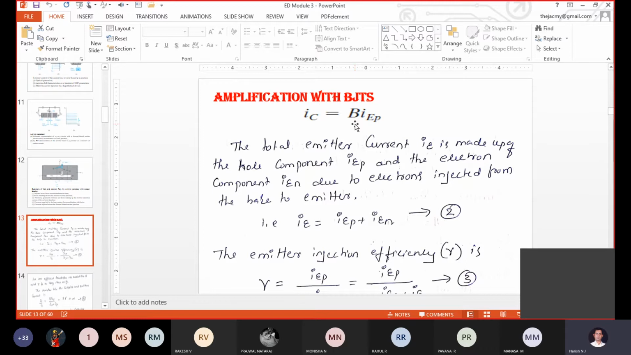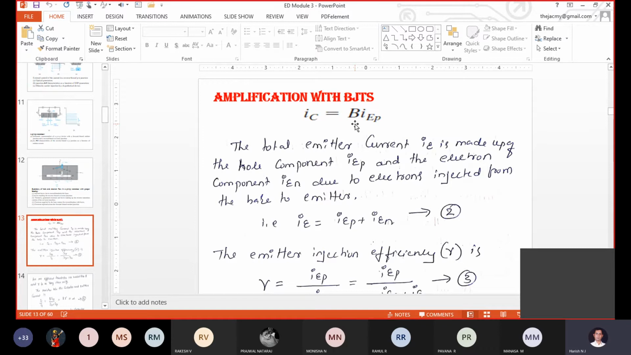So if you want to calculate the efficiency of B, it will be equal to how many holes you inject at the emitter terminal and how many holes you collect at the collector terminal. The efficiency factor B is the number of holes present at the collector terminal divided by the number of holes injected at the emitter terminal.